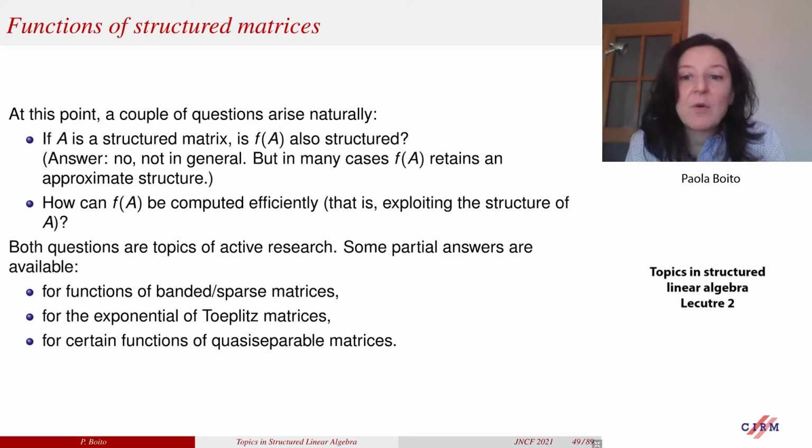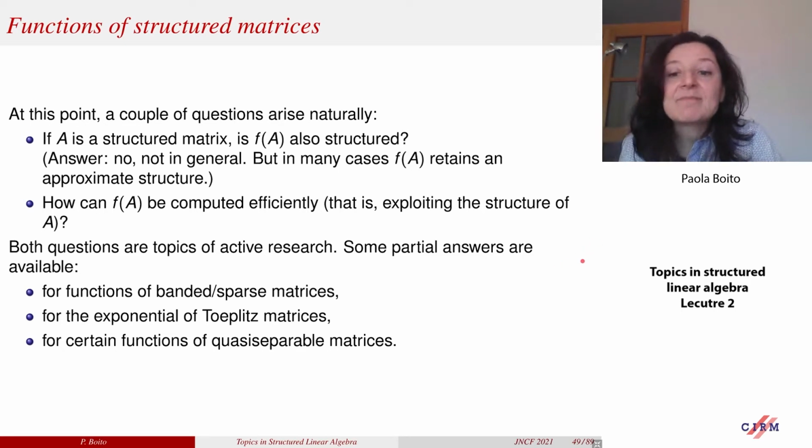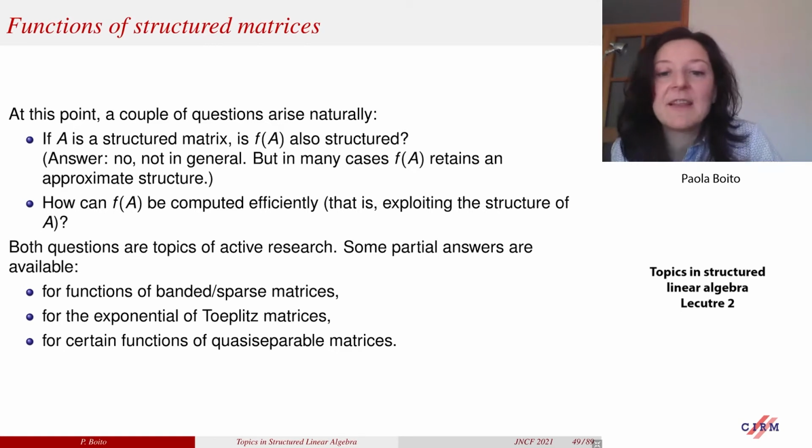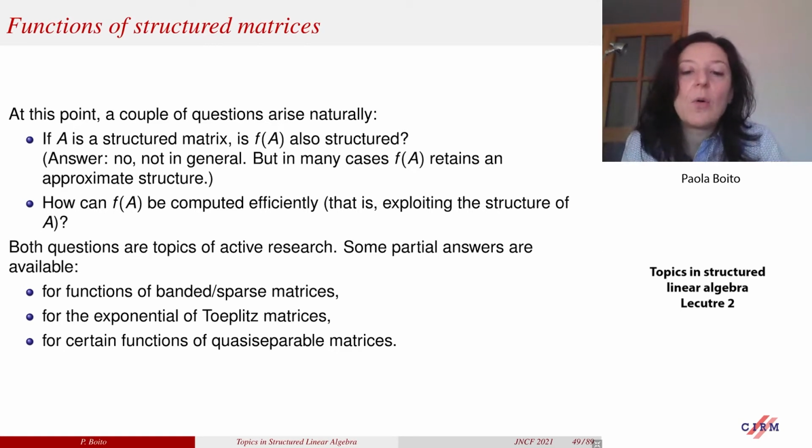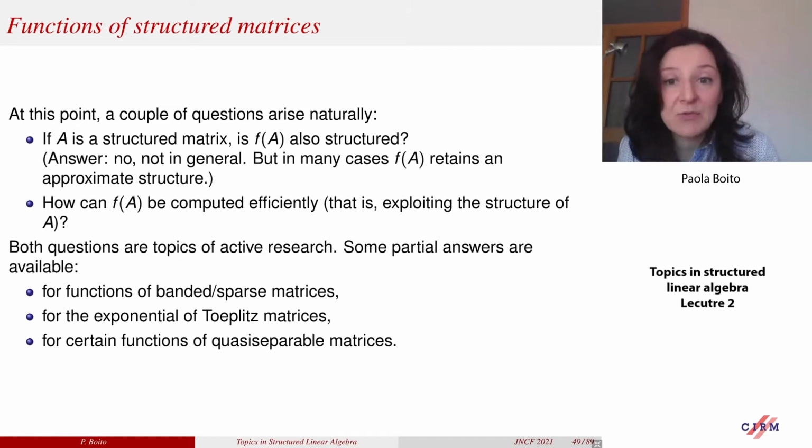And another question, of course, is how can f of A be computed efficiently knowing what the structure of A is? So how can we exploit the structure of A in order to compute f of A? Both questions are topics on which there is active research being conducted. Some partial answers are available, particularly for functions of banded and sparse matrices. We'll talk about this, especially about the approximate preservation of a banded structure.